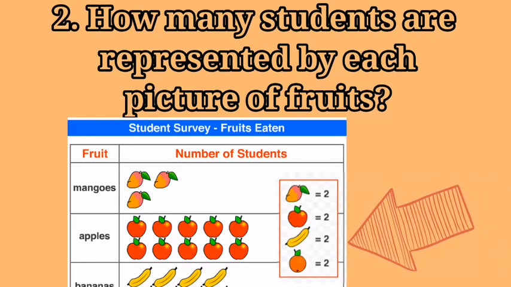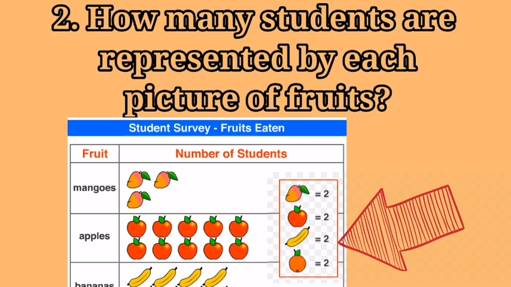How many students are represented by each picture of fruits? Look at where the arrow is pointing. As you can see, 1 picture of fruit is equal to 2 students.